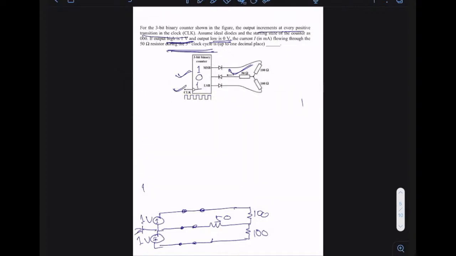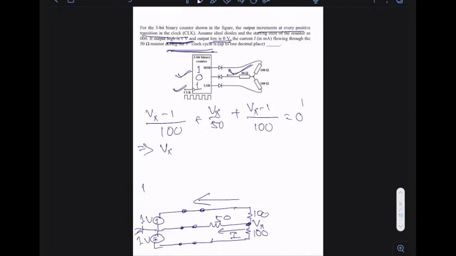Now I need to find this current I, right? So how do you find it? You may think of nodal analysis. Let's say this is your voltage Vx. If you write the nodal analysis, how much will you get? Vx minus 1 by 100, for this path, plus Vx by 50 in the middle path. And again, in the last path, you'll get Vx minus 1 divided by, again, 100 equals 0.